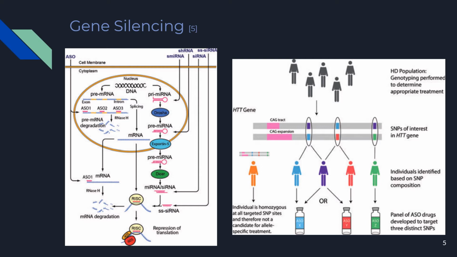Most therapies target RNA that's encoded in the Huntington gene to block translation by degrading it. These therapies either use antisense oligonucleotides, or ASOs, which are on the left side of the figure, or they enter the microRNA pathway, which is shown on the right side. We can start by looking at the microRNA pathway.